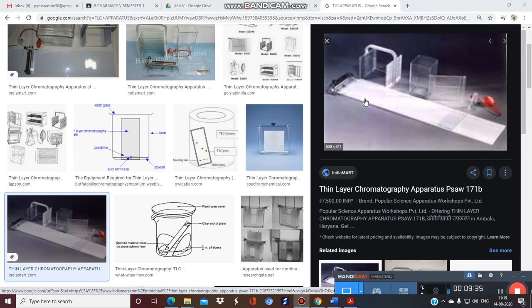And after that we will put the plate at room temperature for 10 minutes, and after that the activation part is there. We have to put the plate in the hot air oven at least 120 degrees Celsius for 30 minutes.